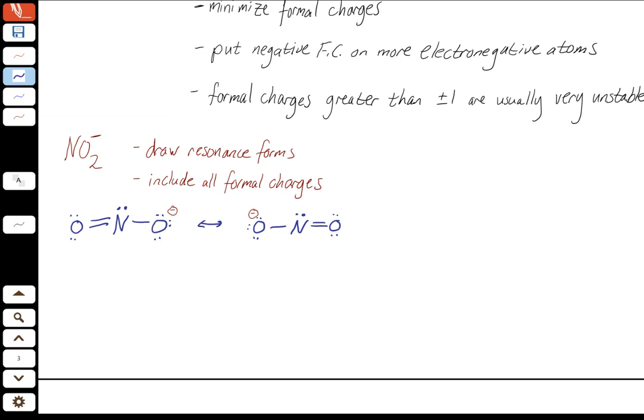Is one of those resonance forms better than the other one, or are they equivalent? Better meaning more stable, or are they equivalent? They're equivalent, right? Because they're basically the same. Everything's in the same chemical environment on both sides, same kinds of formal charges and so forth.